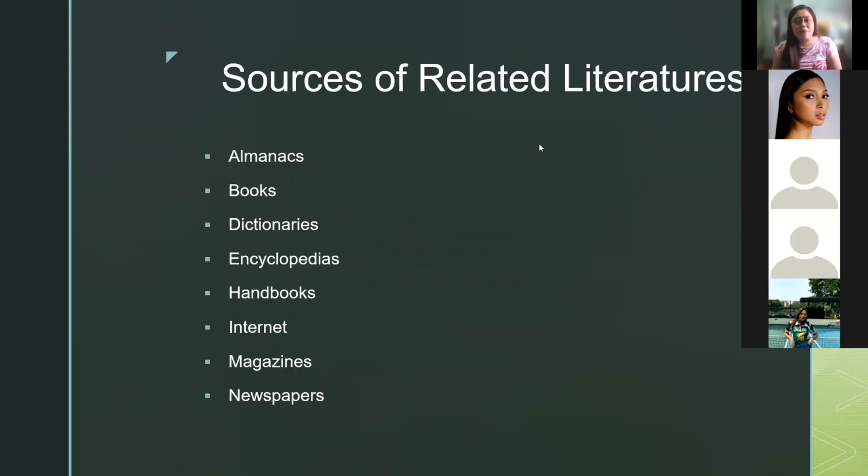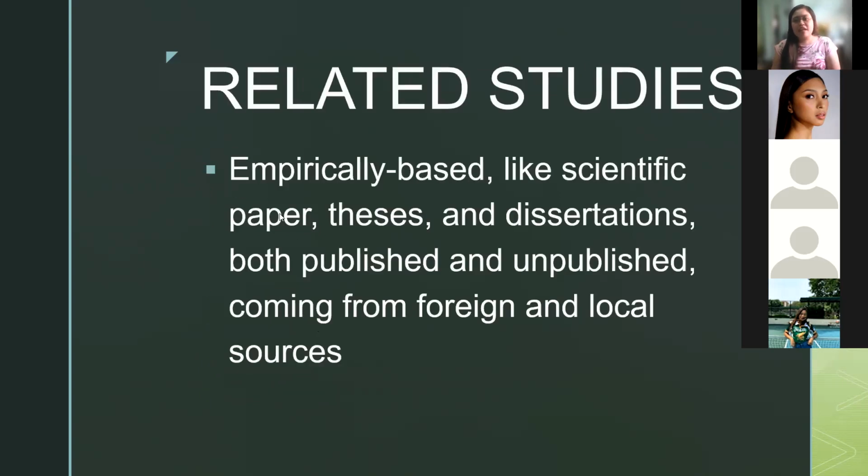So what are the sources of our related literatures? We have the almanacs, the books, you can have the dictionaries if you want to define something, encyclopedias, our handbooks, and you can also search the internet for this. Daghan kayo, most likely ang ato mga related literatures will be coming from the internet, but you can also have literatures coming from magazines and newspapers. Pero if nag-search mo tas ang inyuhang nakuha is a thesis, a dissertation, whether published or unpublished, ang tawag ana class-related studies.